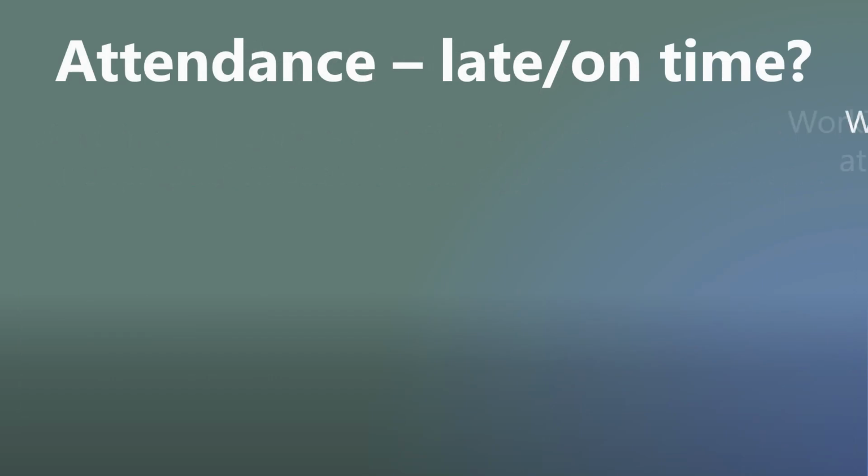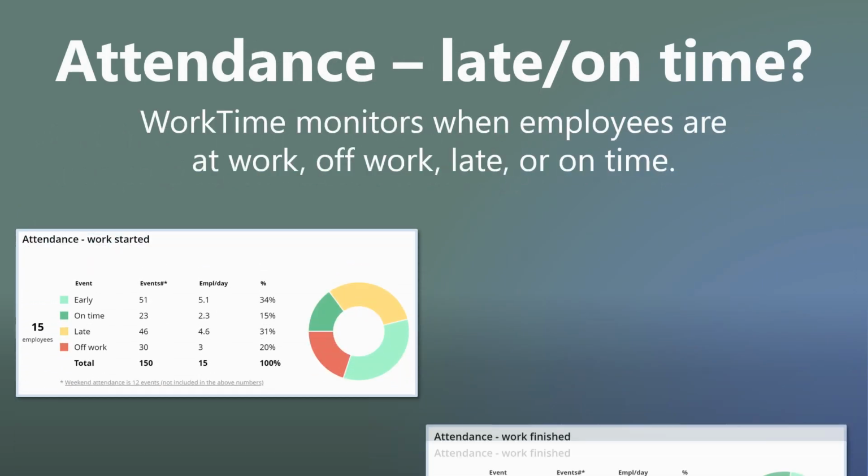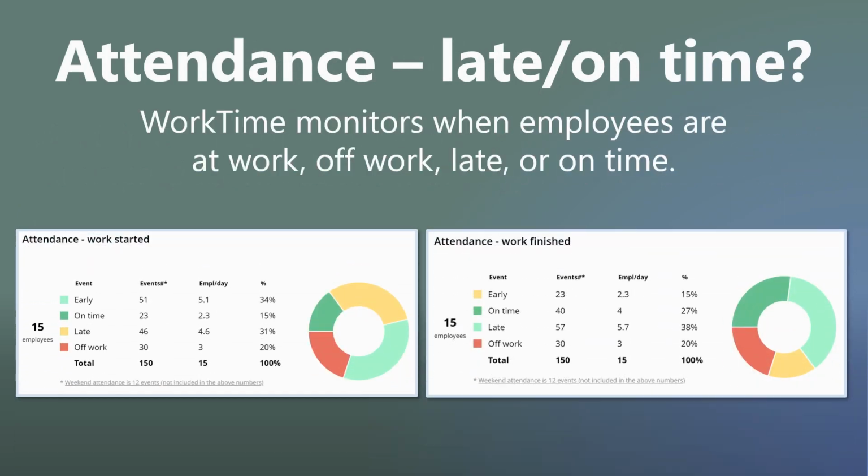When there is no activity detected for the day, this is recorded as off work. Arrival at work is considered on time if the first active time occurred within 5 minutes of the expected beginning of the workday.